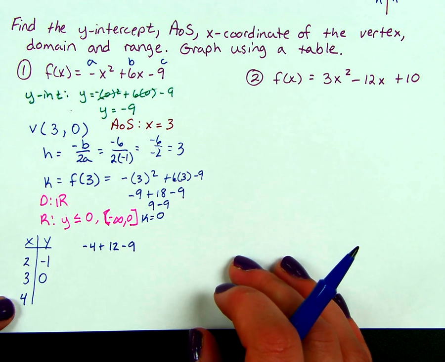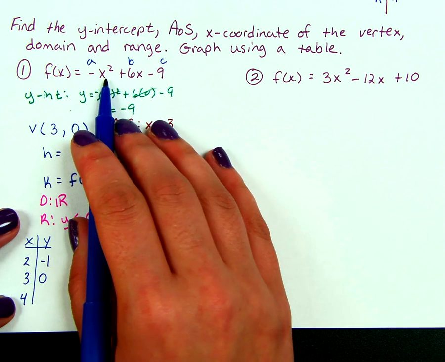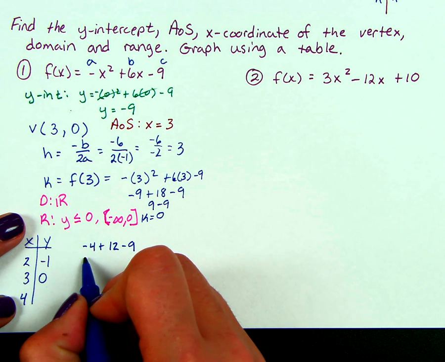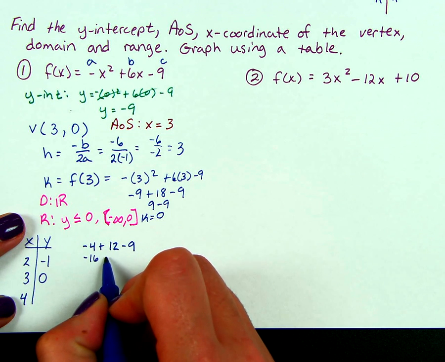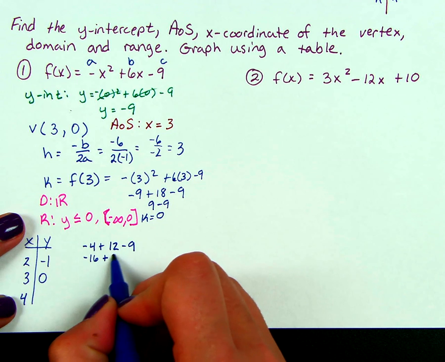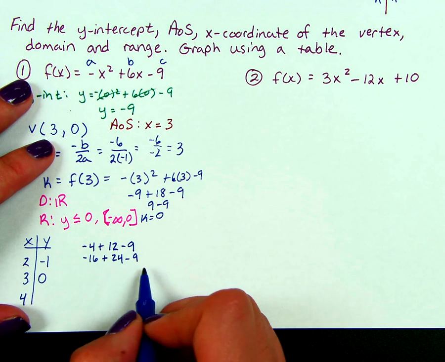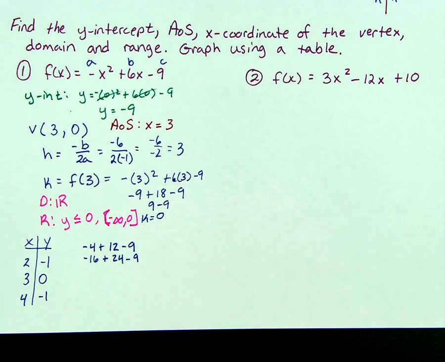And then we would do the same thing with 4. So 4 squared would be 16, and then it would become negative, so negative 16 plus 6 times 4, which would be 24, still minus 9. If I take 24 and subtract 16 from it, that's still going to give us 8, and then 8 minus 9 is still negative 1.